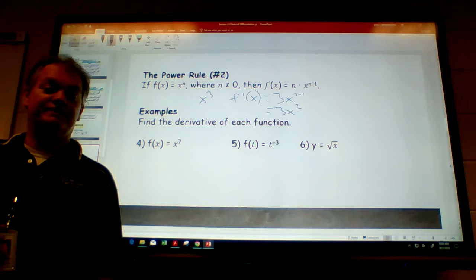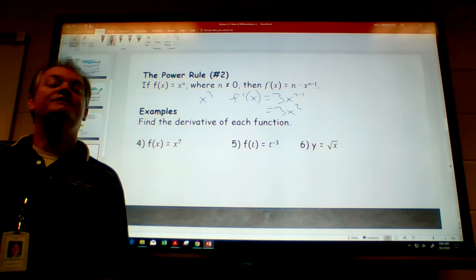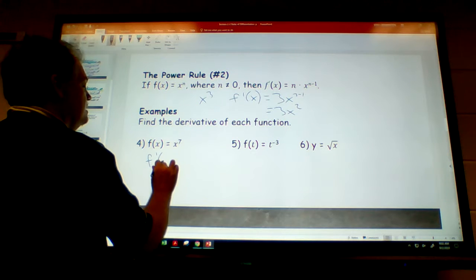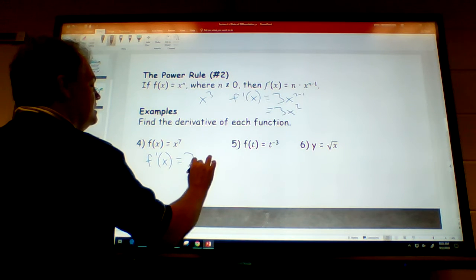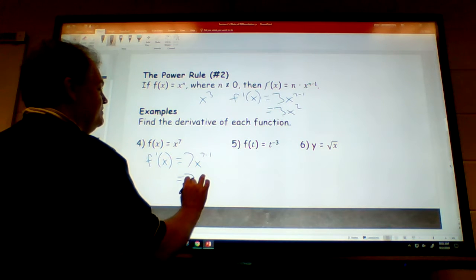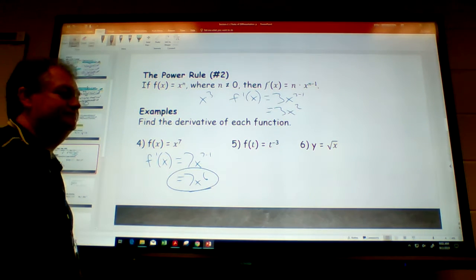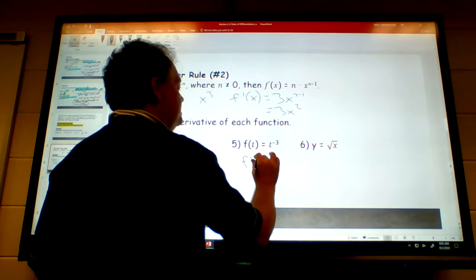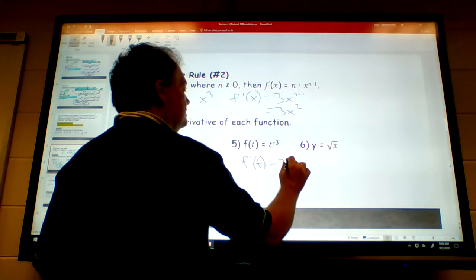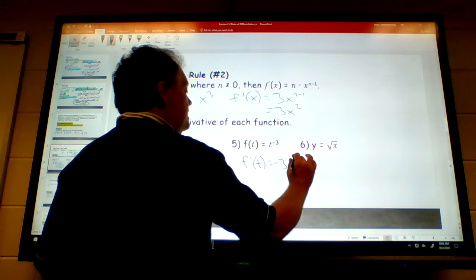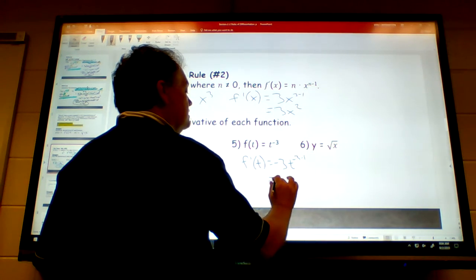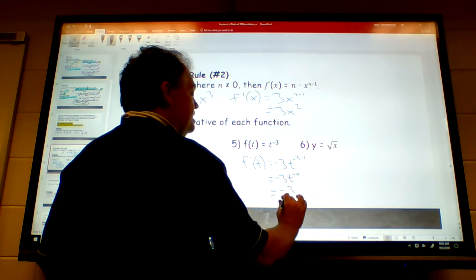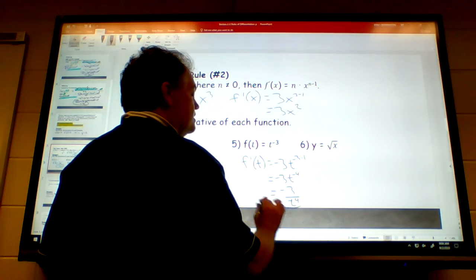I plan on discussing this with you in class so you can see that, but I wanted you to understand how the power rule works. So, for example, for number 4, f prime of x is going to be 7x to the 7 minus 1, which equals 7x to the 6th. For number 5, f prime of t is going to be negative 3 times t to the negative 3 minus 1. Well, negative 3 minus 1 is negative 4, which is negative 3 over t to the 4th.